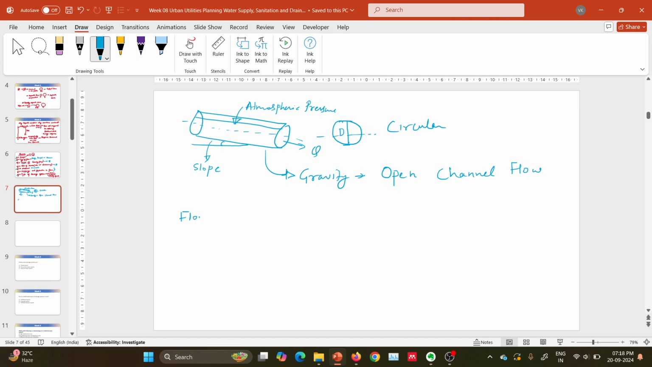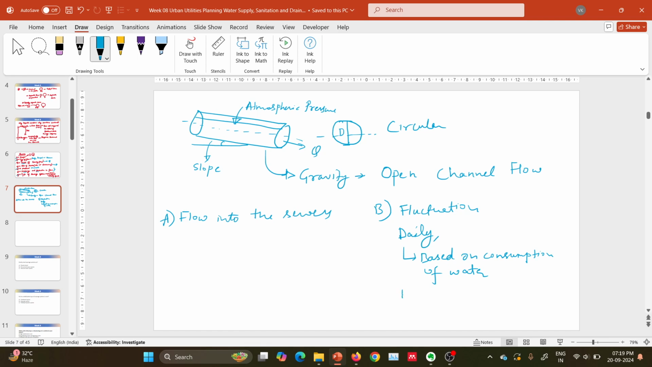So now we will talk about flow into the sewers. So what can the flow be? First, what is the flow and what are the fluctuations. Fluctuations can be daily, based on the consumption of water, and it can be monthly. Monthly means seasonal variation, based on seasonal variation.